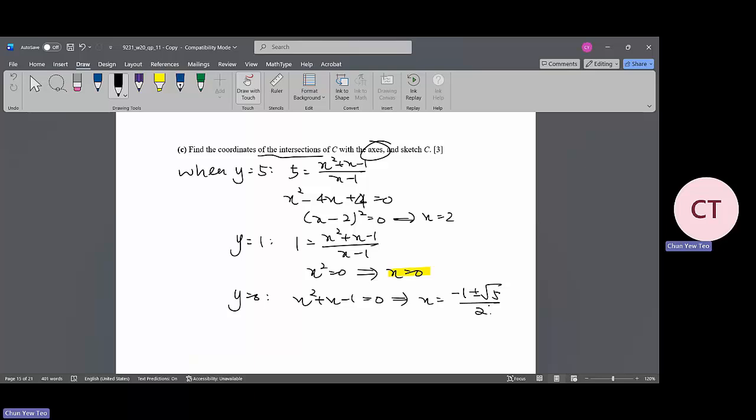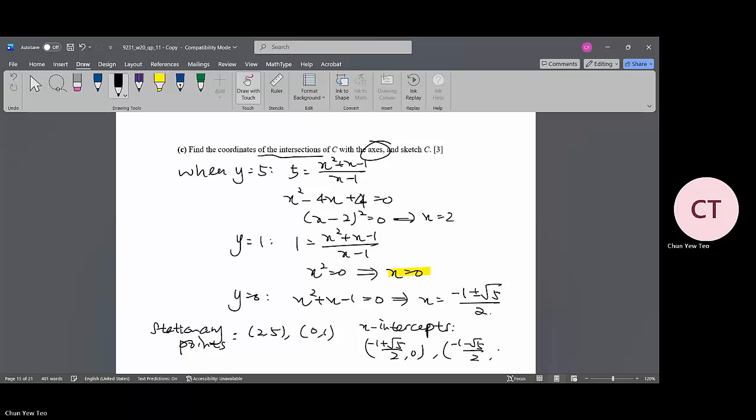So this is the intercept. Okay, so therefore we have the stationary points. They are (2, 5) and (0, 1). And the x-intercepts are (negative 1 plus root 5 over 2, 0) and (negative 1 minus root 5 over 2, 0). Okay, so these are the things that we need in order to sketch the graph.